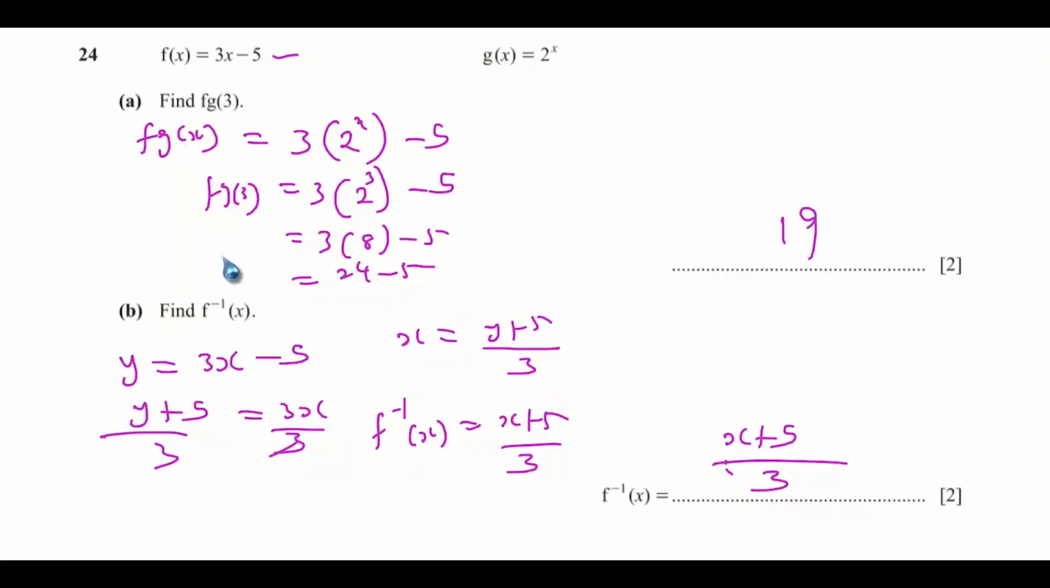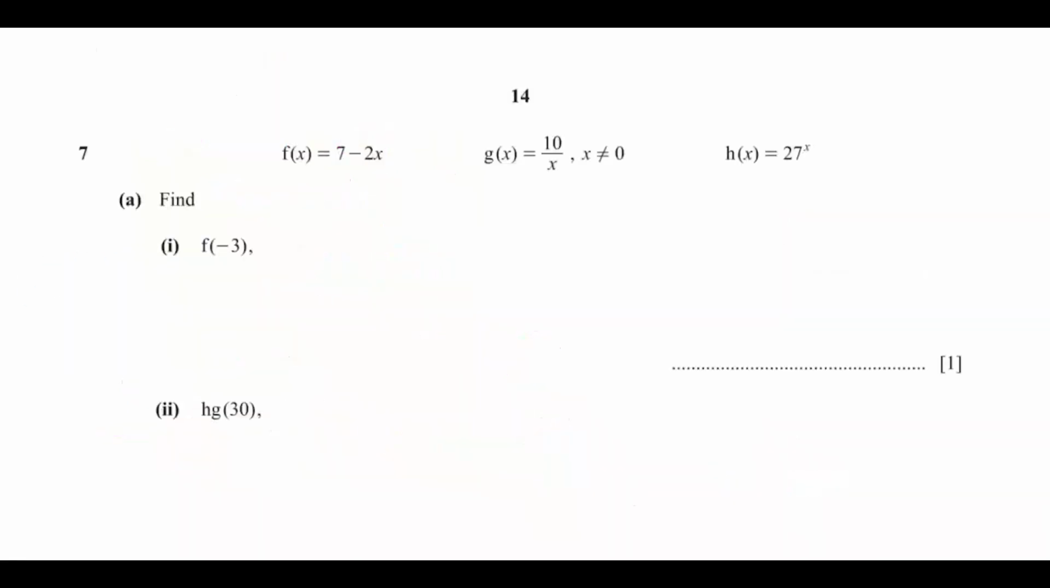So let's go to the next question. This will be question 7 of paper 058042, October/November 2019. We have f(x), g(x) and h(x) respectively. Find f(-3). So that will be where x equals -3 in f(x). So you have 7 minus 2 times negative 3. That would be 7 plus 6, and that would be 13.